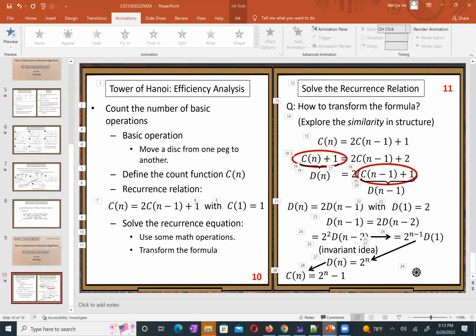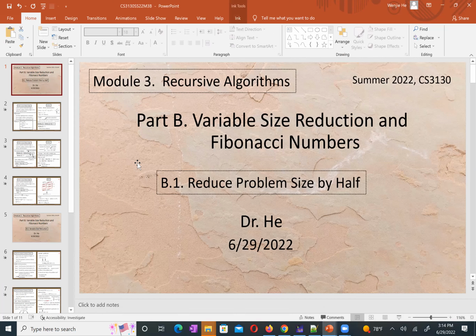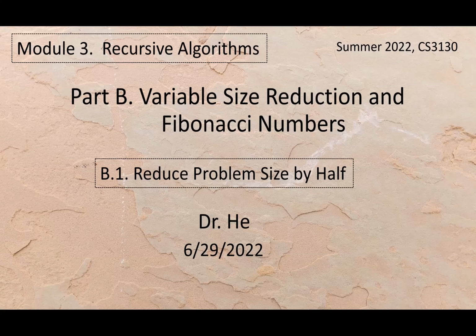So the next, this one, I think. Yeah, that's the one. Part B, variable size reduction and Fibonacci numbers. Let's start.